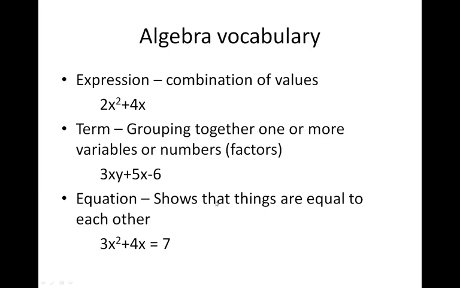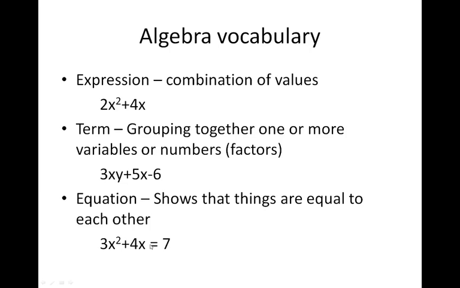An equation shows that things are equal to each other. So if I say 3x squared plus 4x equals 7, that means that this quantity here is equal to 7. It shows equality. I don't know if you ever realized that when you were doing basic math in school, or maybe you took algebra and didn't do so well in it. I really think that's a fundamental concept here, and it gets glossed over in a lot of math classes: the equal sign shows equality. Both of these are equal to each other.